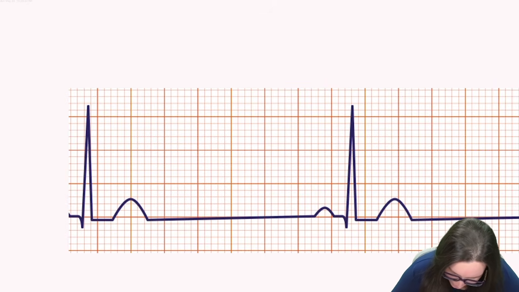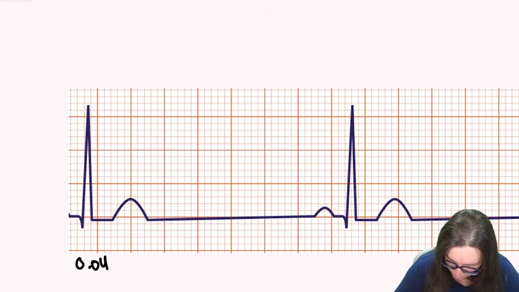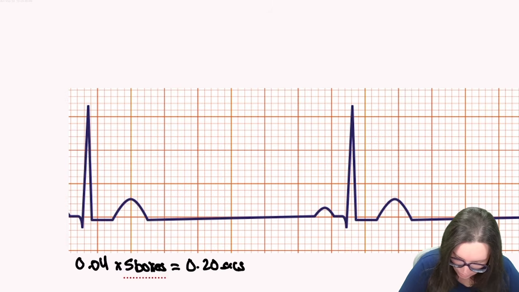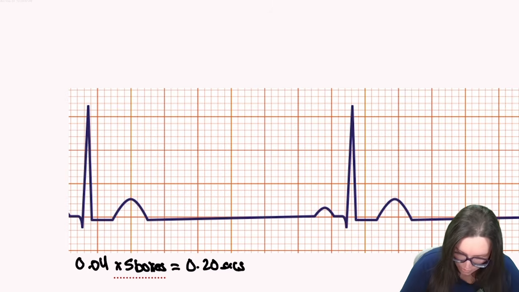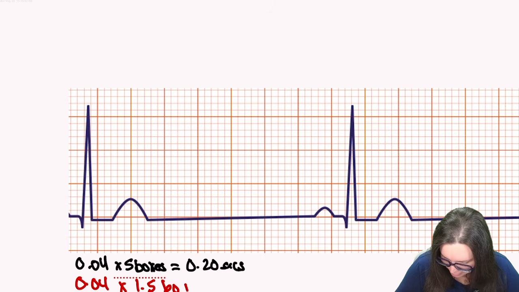So as we can see here, approximately from here, we've got 1, 2, 3, 4, 5 little boxes. So 0.04 times 5 boxes is going to give us 0.2 seconds. So now we want to take a look at our QRS complex. So what do we have going on here? We have about 1.5 boxes that I can see. So 0.04 times 1.5 boxes gives us 0.06 seconds.